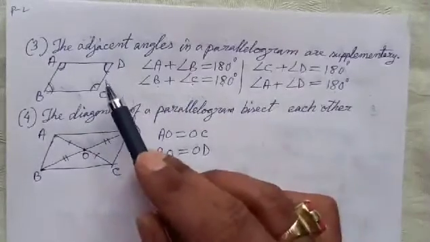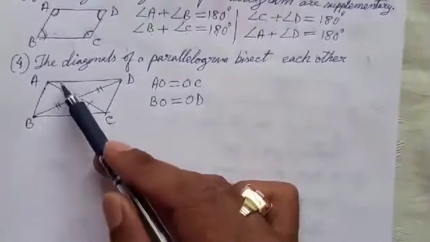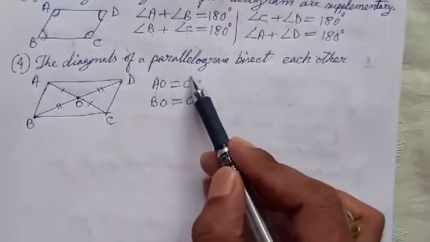Property 4: The diagonals of a parallelogram bisect each other.